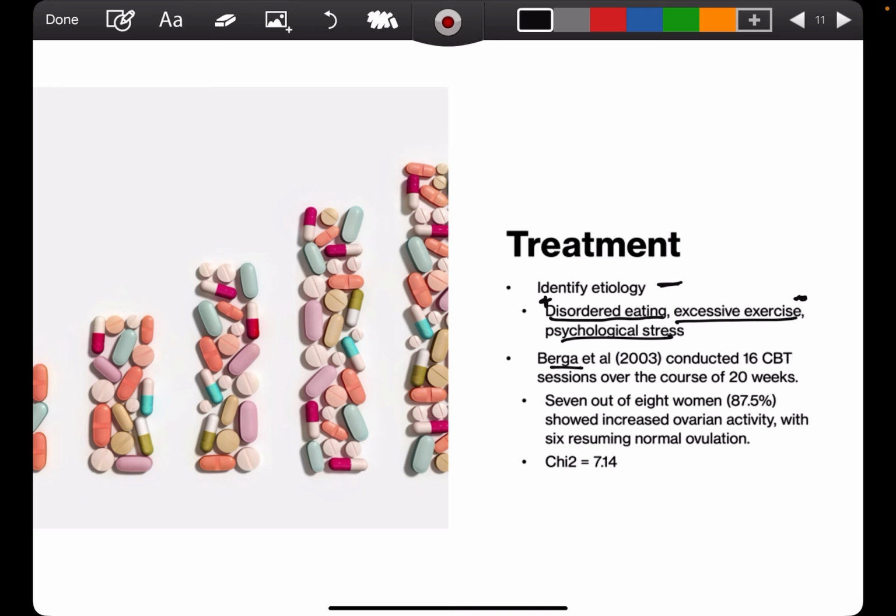Brega et al. conducted 16 cognitive behavioral therapy sessions over the course of 20 weeks, and 7 out of the 8 women showed an increase in ovarian activity, with 6 resuming normal ovulation. And I think cognitive behavioral therapy is an interesting approach because I know there's all these pills over here, but it's not pill related. It's not necessarily exercise related either, right?